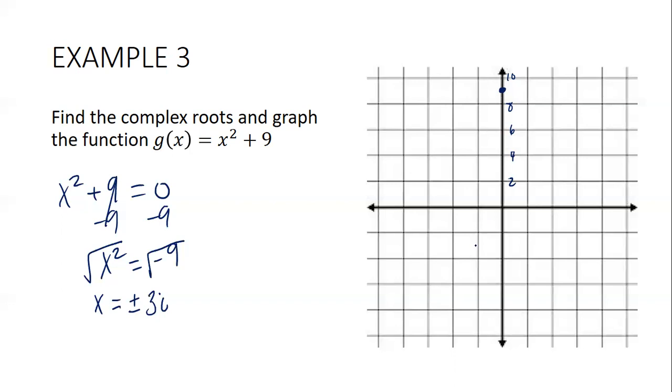Okay. And then how would I find the vertex here? Does that change? No, I can still find my h and my k. So h equals negative b divided by 2a. And in this case, what is it? 0. Why is it 0?